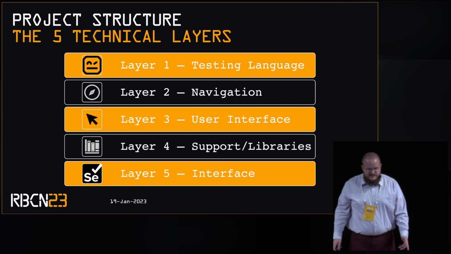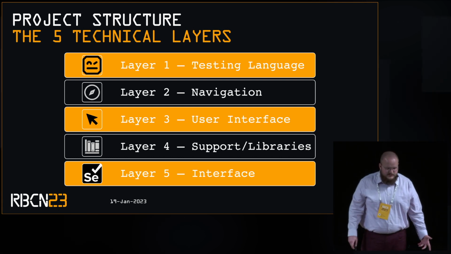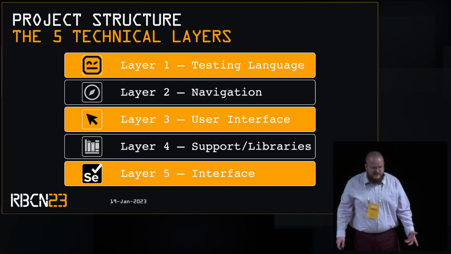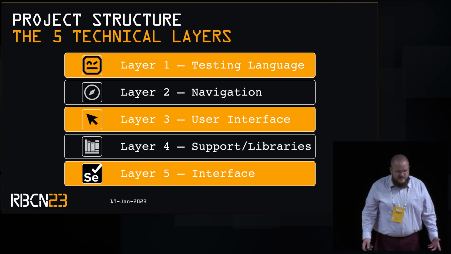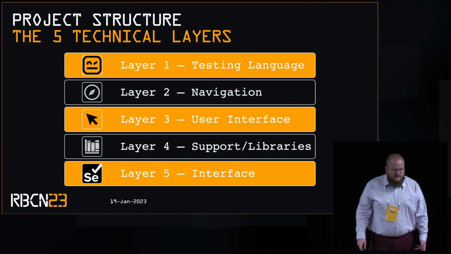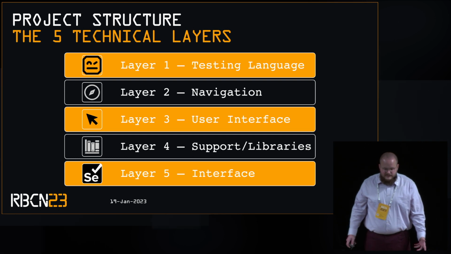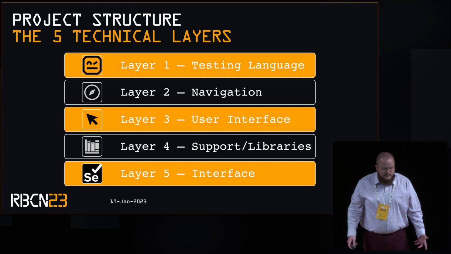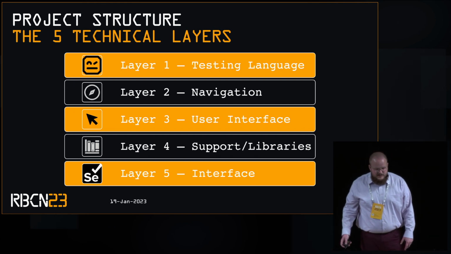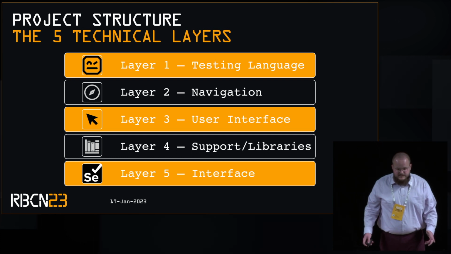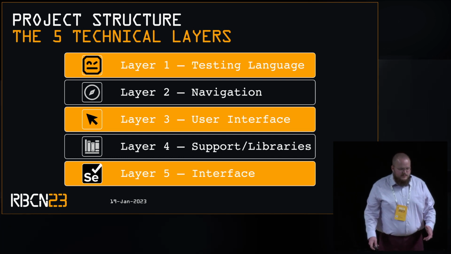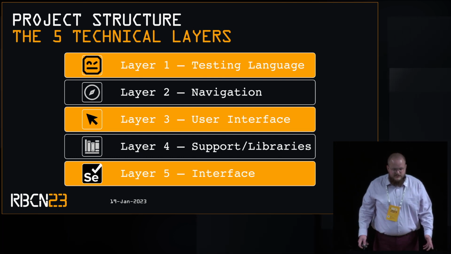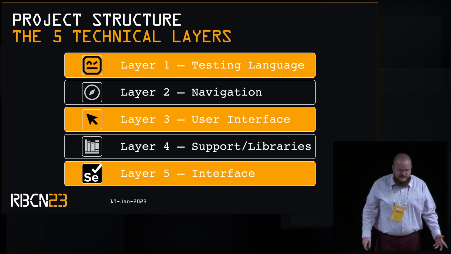This project structure consists of 5 main layers. We have the lowest layer, which is our interface layer, which is where Python libraries such as Selenium and Browser Library and Robot Framework lie. We have libraries that we created ourselves via resource files, which is our support and libraries layer at layer 4. We have our layer 3, which is our user interface layer. This is the critical layer for us because it allowed a more abstracted implementation of Selenium Library and therefore made changing the backend a lot easier.